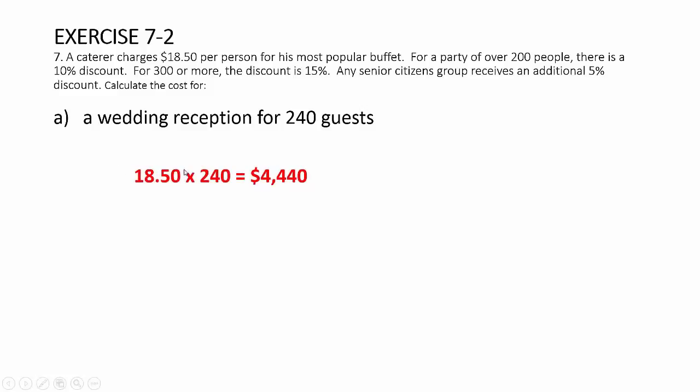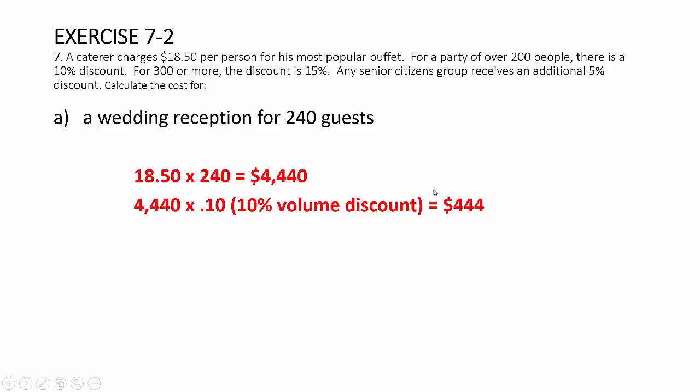We're going to first start off by taking the price of the plate and multiplying it by the amount of customers to give us a total undiscounted bill of $4,440. But of course, since we have 240 guests, that is over 200 people, so we get a 10% discount. So let's calculate that.